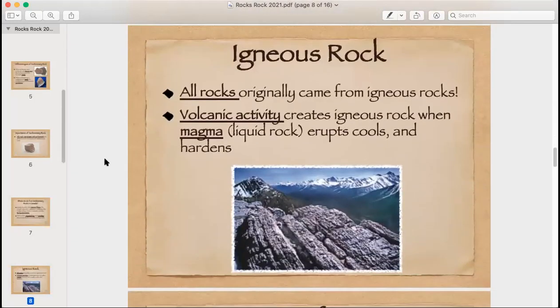Igneous rock. Sorry, my voice is cracking there a little bit. Got to make sure that I stay hydrated.